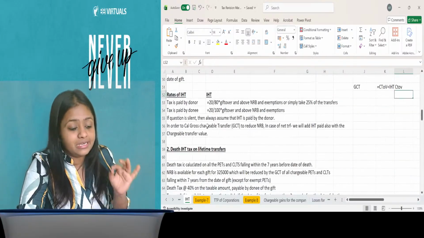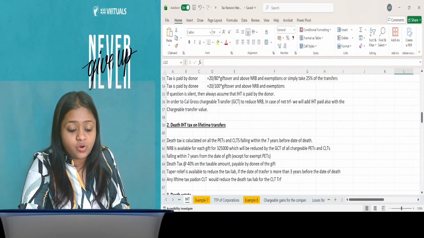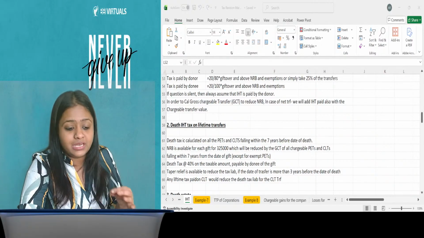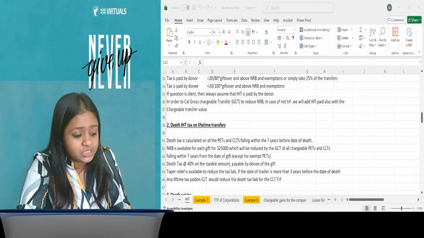Now we will calculate the next one, which is death IHT on the lifetime transfers. So how do we calculate death IHT on the lifetime transfers? I will just explain here.